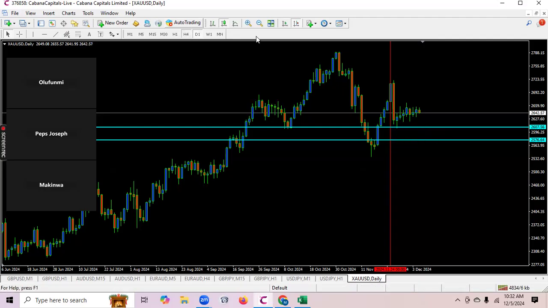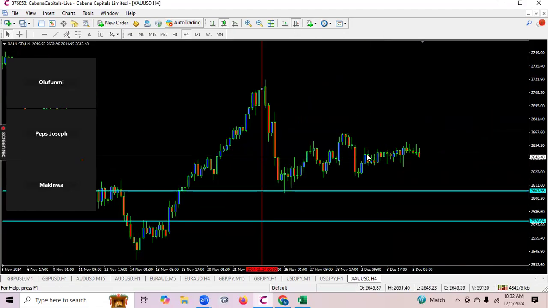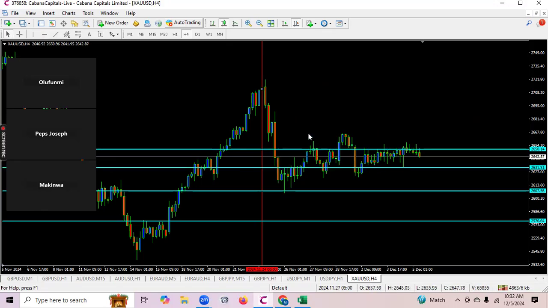Okay, let's go down to 4 hour. So what do we have on 4 hour? Gold is bearish at the moment. You can see on 4 hour, a fair value gap was created. Can you see this fair value gap that was created on 4 hour? And you can see price has tested that level several times, and there is strong rejection from that area.